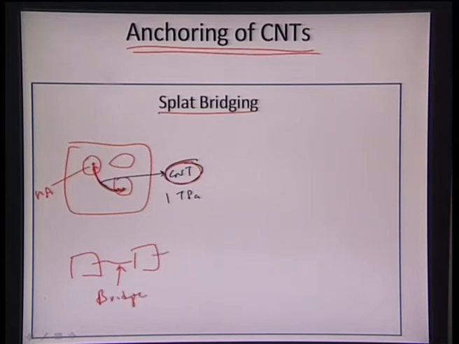So we have HA, hydroxyapatite, and we again have hydroxyapatite, and once we apply a certain force to separate them, the CNT will act as a bridge. This CNT bridge will induce much more toughening to the material.